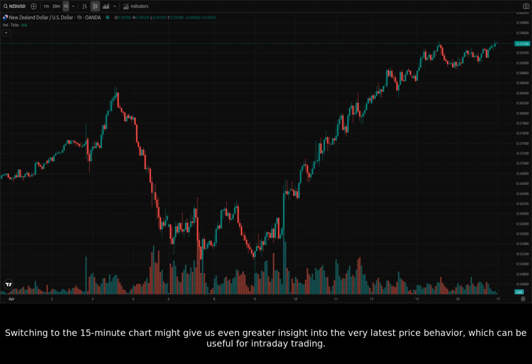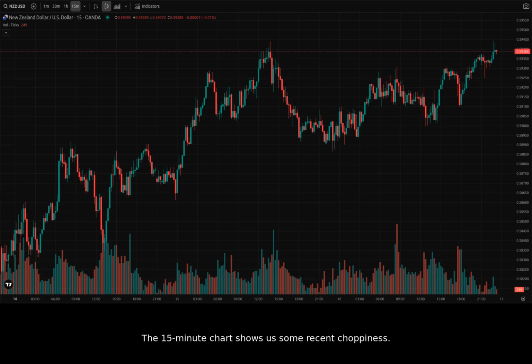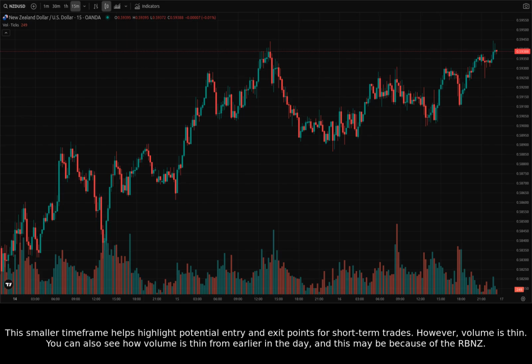Switching to the 15-minute chart might give us even greater insight into the very latest price behavior, which can be useful for intraday trading. The 15-minute chart shows us some recent choppiness. This smaller timeframe helps highlight potential entry and exit points for short-term trades. However, volume is thin. You can also see how volume is thin from earlier in the day, and this may be because of the RBNZ.